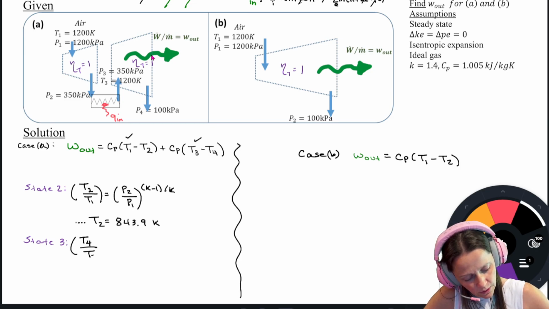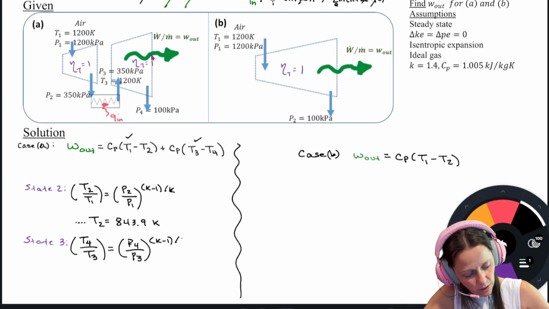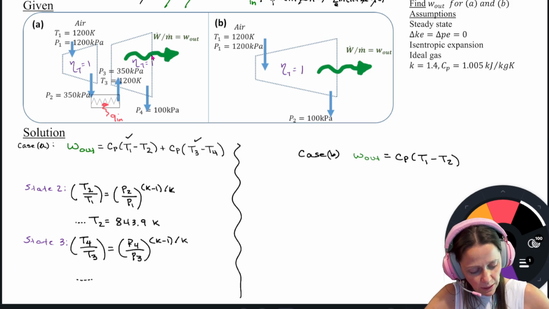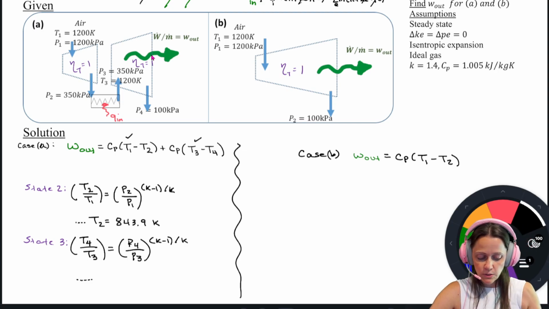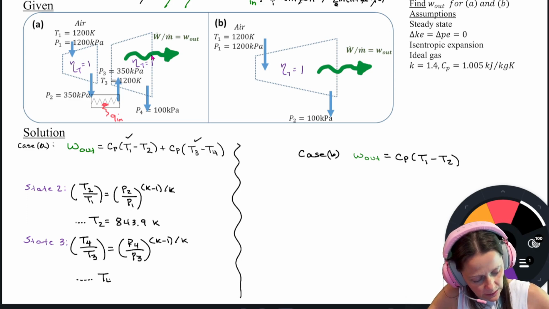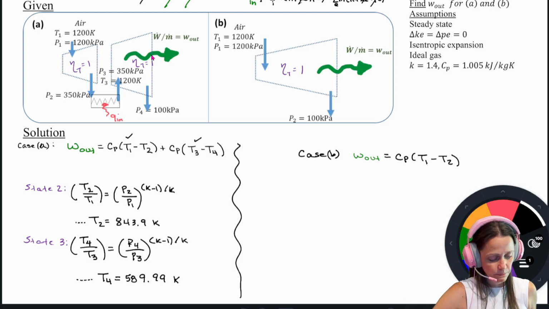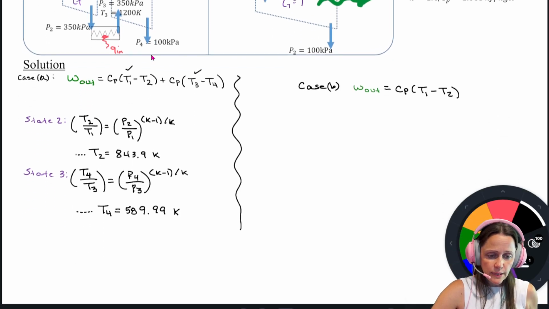And it's the exact same process for state 3, right? So T4 over T3 is equal to P4 over P3 to the (k minus 1) over k. And I know P4, right? P4 is 100 kilopascals. P3 is 350 kilopascals. T3, as long as I'm plugging it in absolute temperature units, that's great. And then T4 ends up being 589.99 Kelvin. And so I can calculate that.